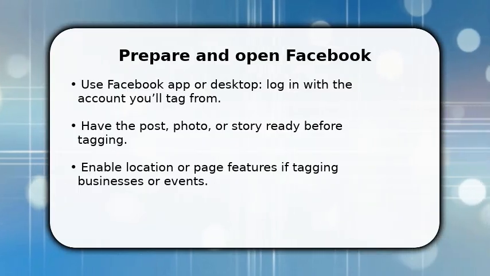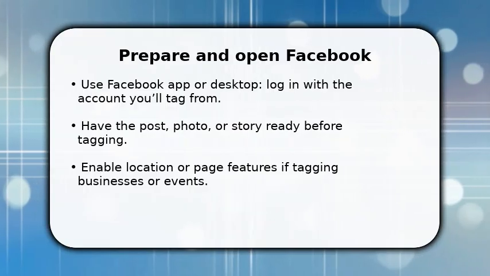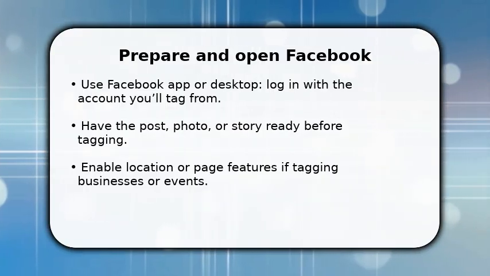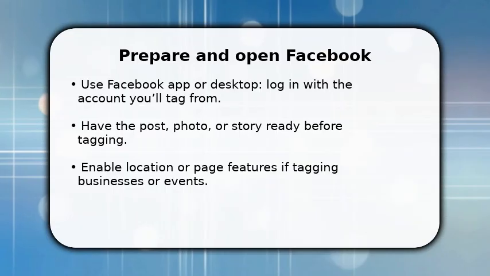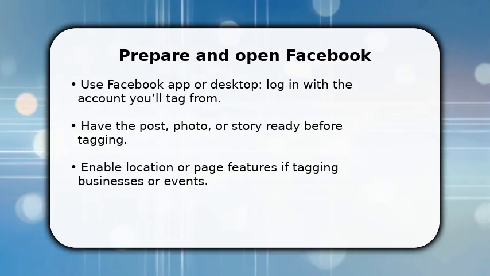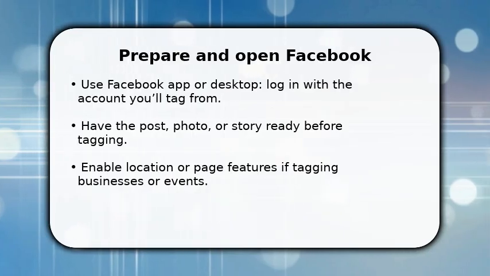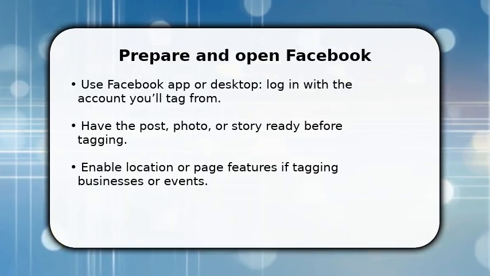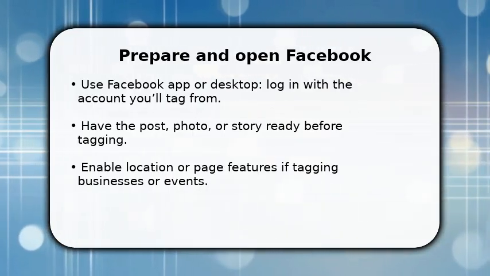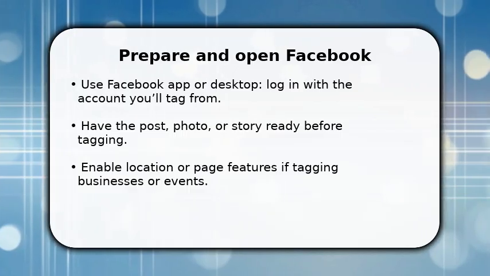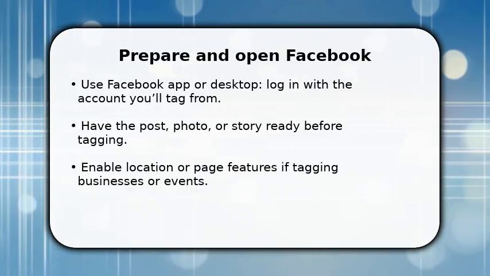You're starting by getting immediate access. Open the Facebook app or desktop and sign in. Once done, load the post, photo, or story you intend to edit so you can tag in one flow. Make sure you're on the profile or page that should perform the tag. This matters because visibility and permissions differ. Also prepare the exact text or caption you'll pair with the tag to avoid reediting.